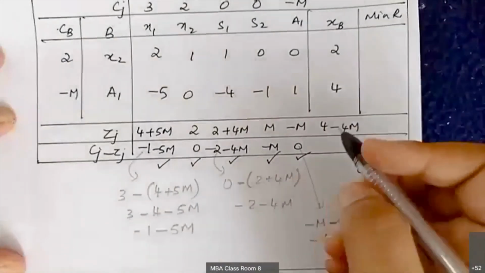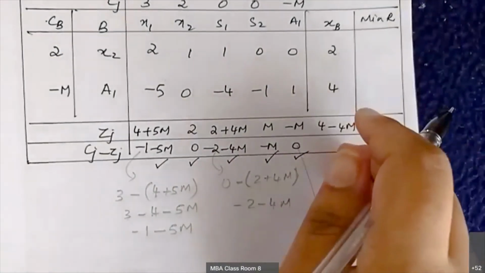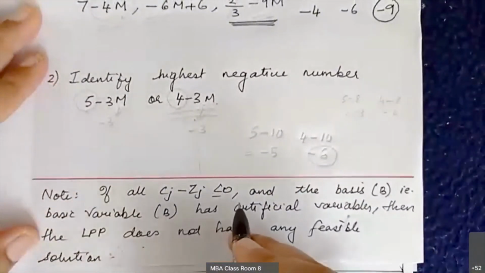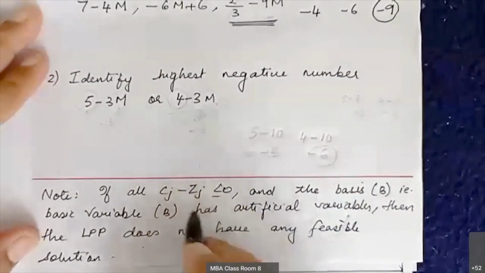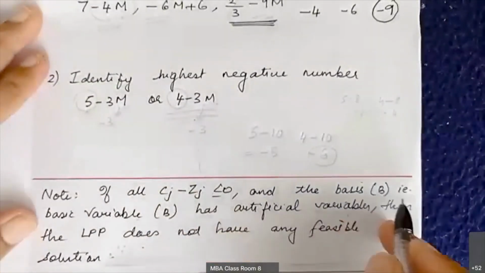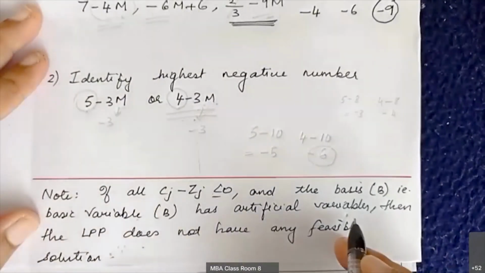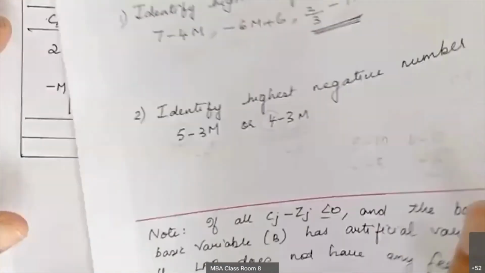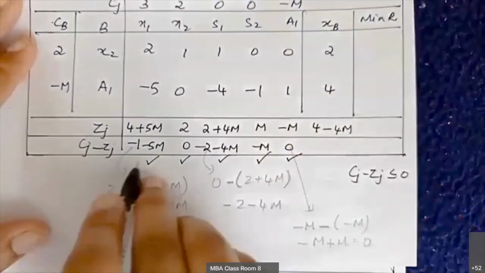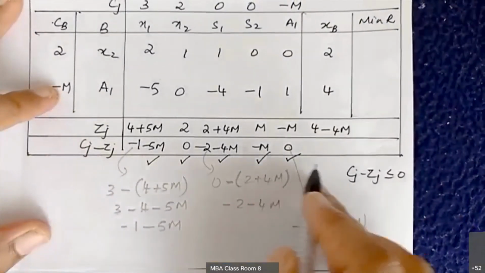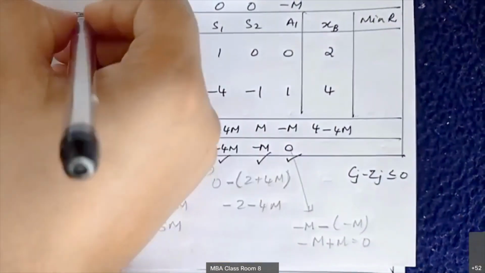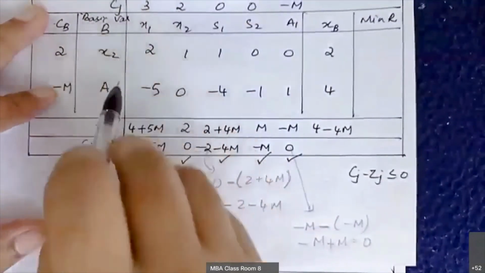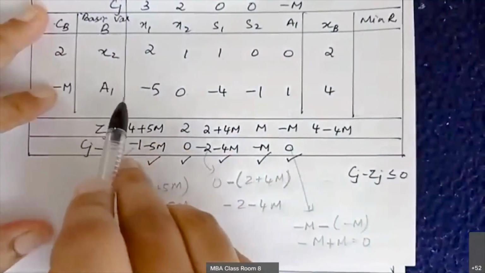Now what did we see in the note condition? This is the instruction we saw. If all Cj minus Zj is less than or equal to 0, so we have reached that condition, and the basis, that is the basic variable, has artificial variables, then the LPP does not have any feasible solution. Here we have reached the optimality condition because all Cj minus Zj is less than or equal to 0. But see over here, this is our basic variable, represented by B. Over here we have an artificial variable also in the basic variable.